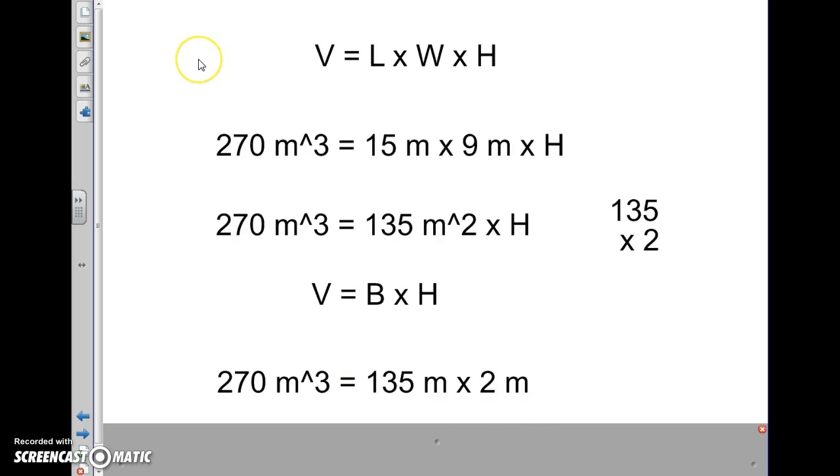So that's what we're going to work on more tomorrow. It's going to vary, but we'll be working on different word problems involving volume.